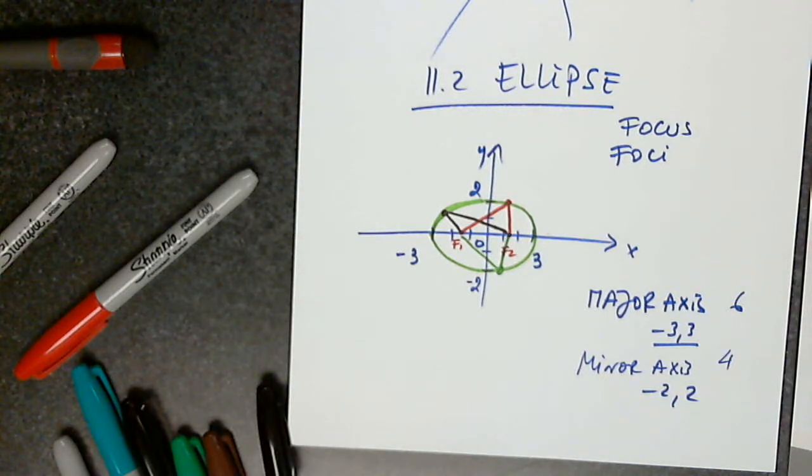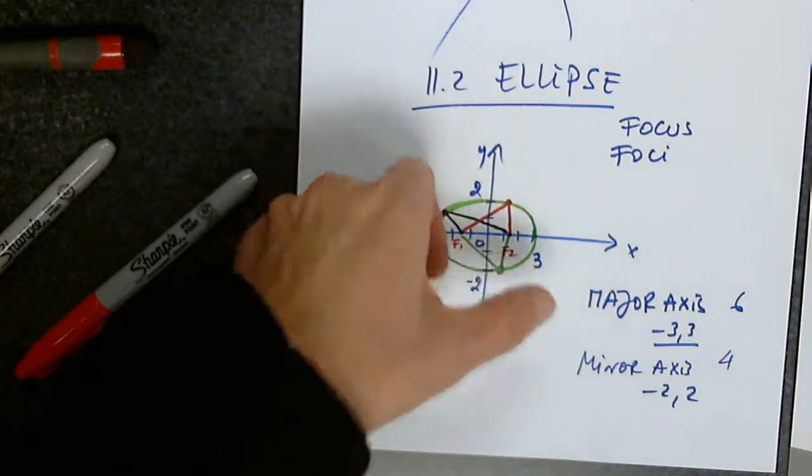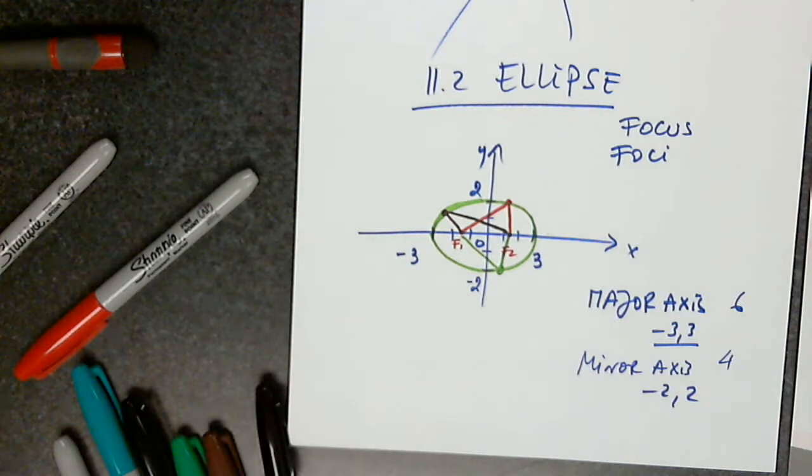So the foci are the two points whose sum of the distances to any point on the ellipse will always be constant. So this plus this will always equal red plus red, will always equal green plus green, for any point. One more time: the circle, same distance from the center. Here, the same sum of distances from the foci to it.